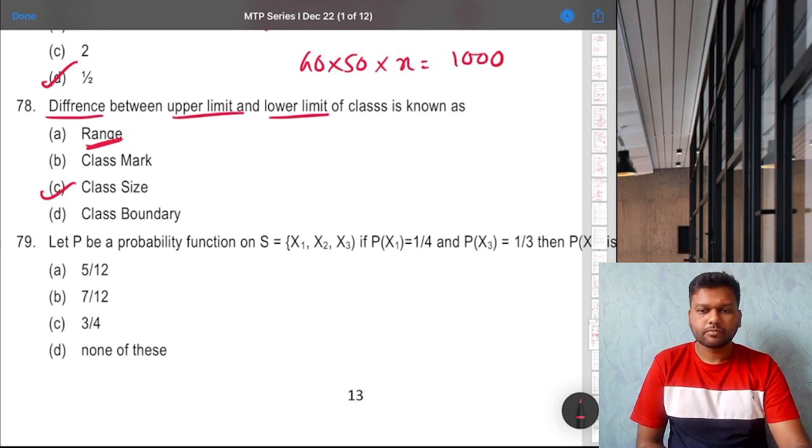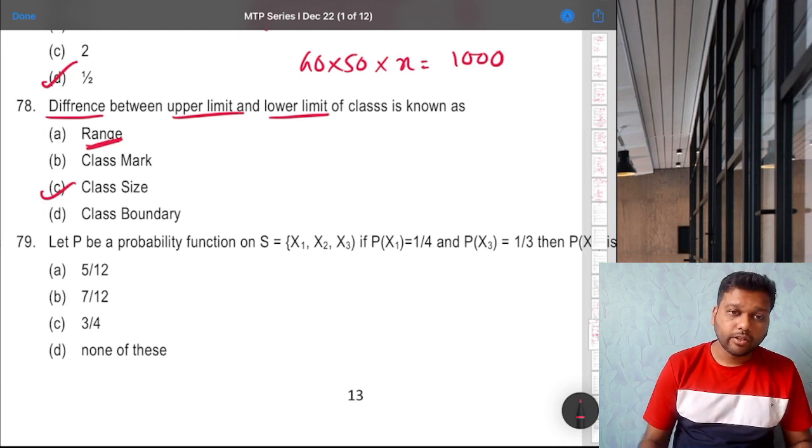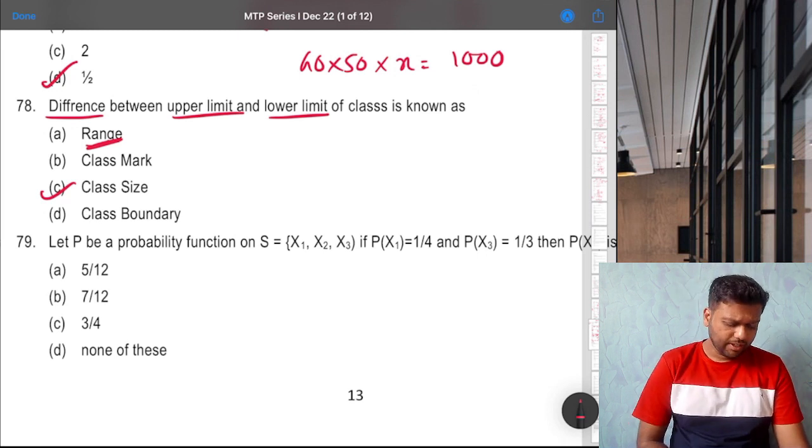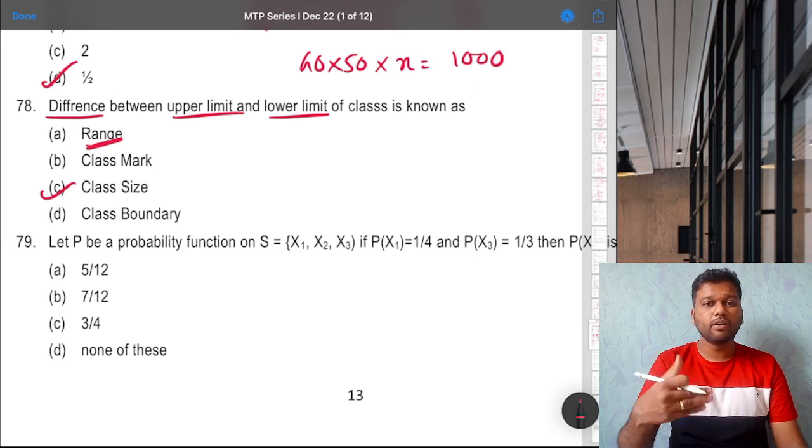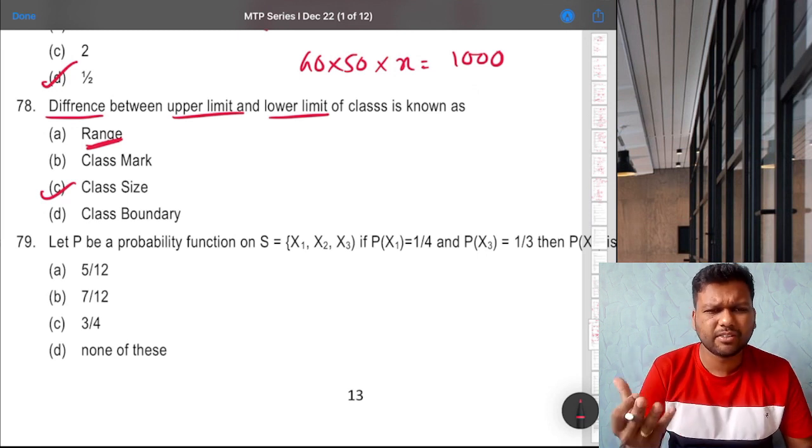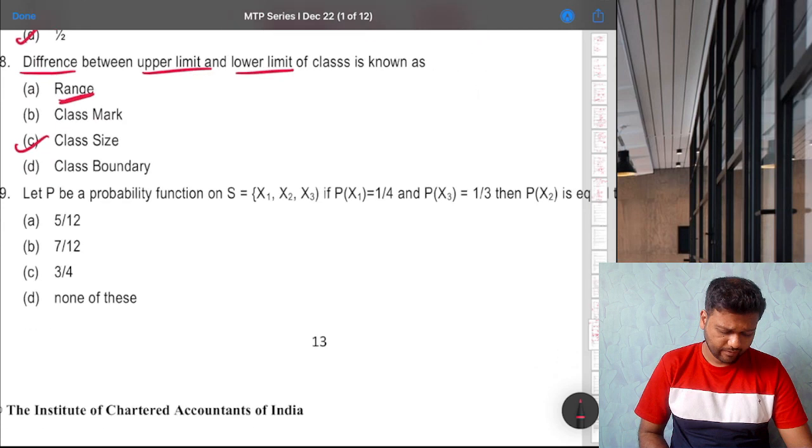Fine. So class length or something would also have been a correct answer, but it is not there. Range is what? Upper and lower difference divided by 2, right? So that is also not correct. So C is the correct answer.